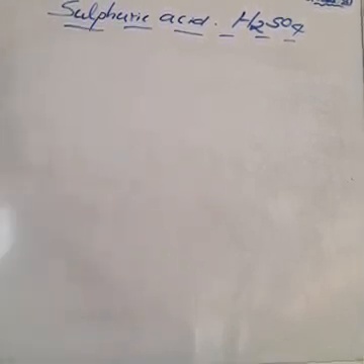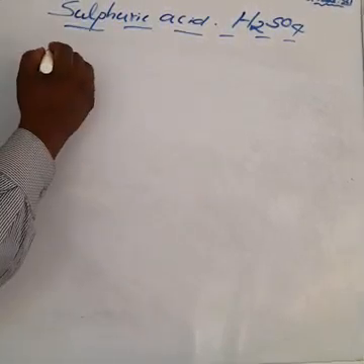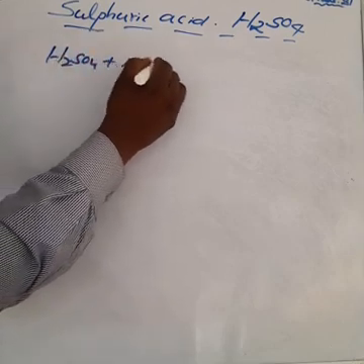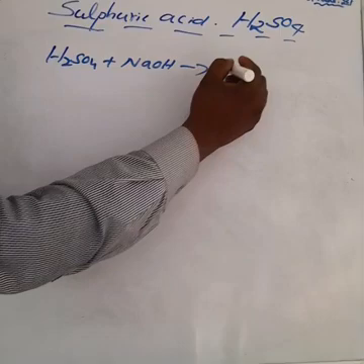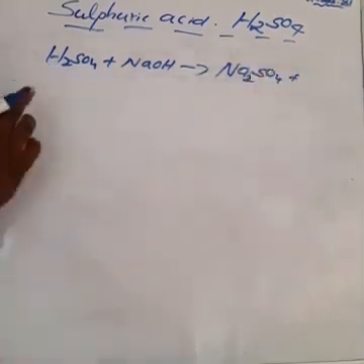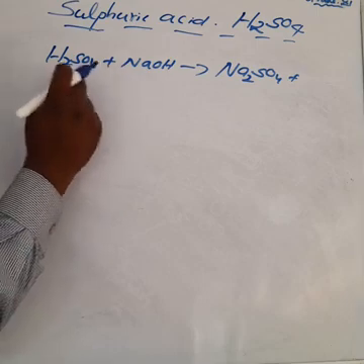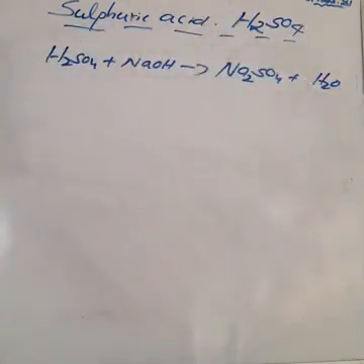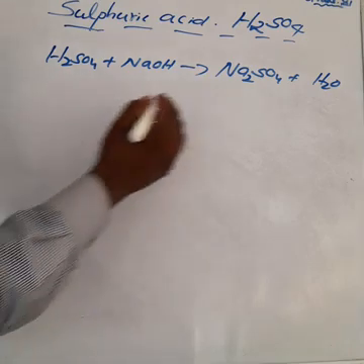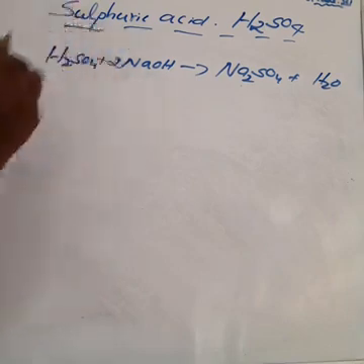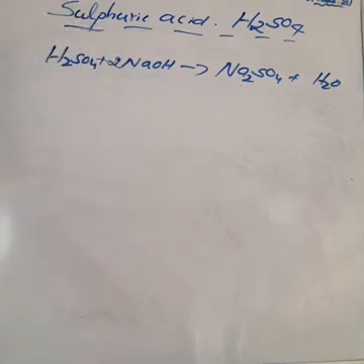One more equation. Sulfuric acid reacts with sodium hydroxide, that is NaOH, and we get Na2SO4. Am I right? Sodium sulfate. And also hydrogen combines with OH to form water. On the product side, how much sodium is there? 2 sodium. So make it 2 sodium on the reactant side. Now the equation is balanced.